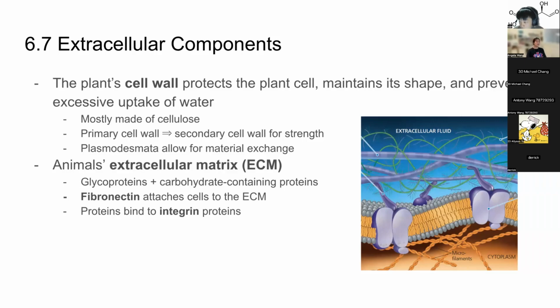And then animals have an extracellular matrix, also known as the ECM. So that includes glycoproteins and other carbohydrate-containing proteins. The glycoprotein most abundant in animals is collagen, and I'm sure you've heard of that somewhere. And these proteins actually bind to integrin proteins, which transmit signals between the ECM and cytoskeleton to induce cellular responses to changes in the environment.